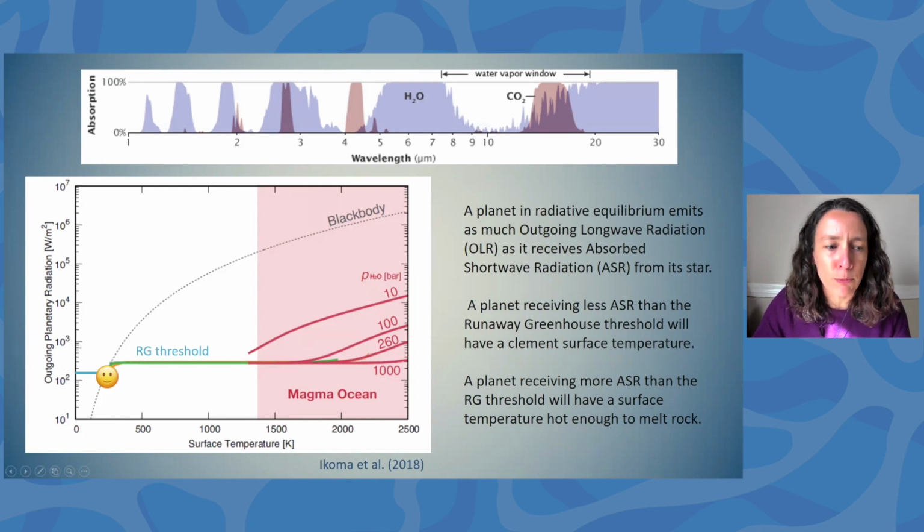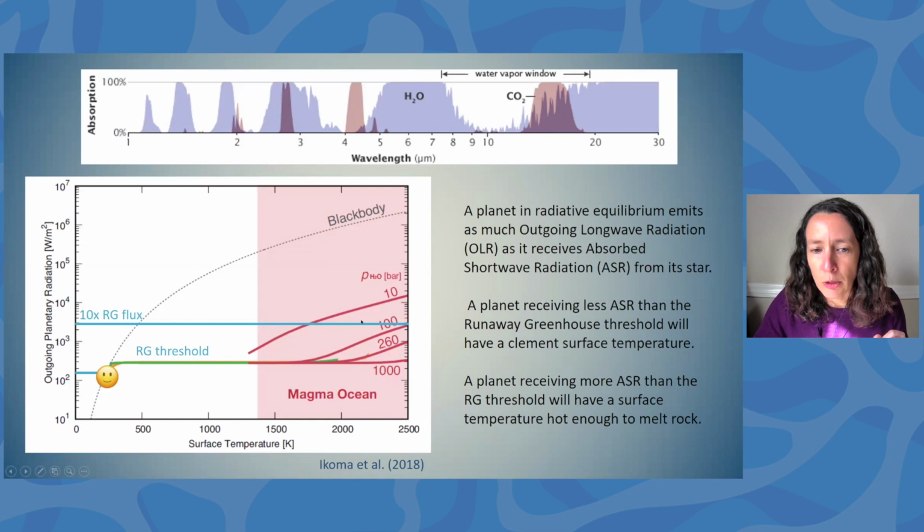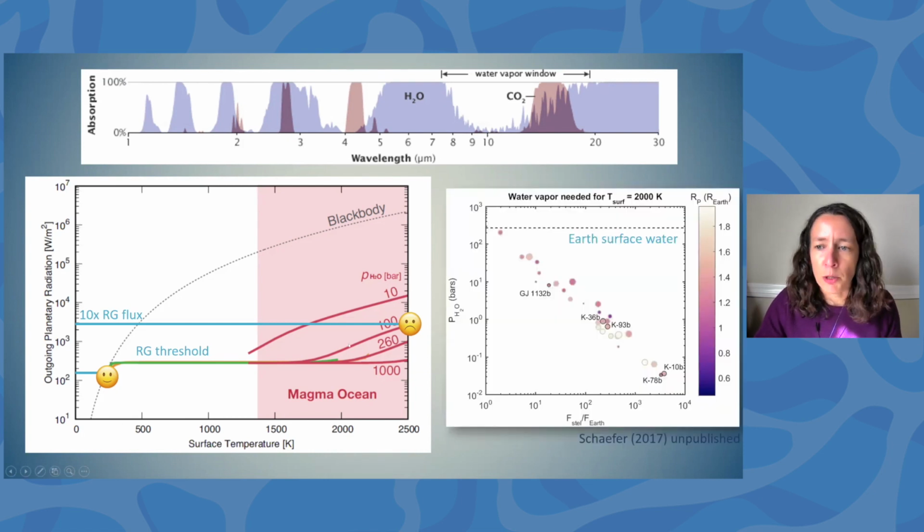And so what happens is if we're getting more radiation from our sun than this threshold, then our surface temperature starts to run away. So we have to look for the intersection if we're receiving 10 times the runaway greenhouse threshold with one of these lines out here. And we can see that if we have 10 times the runaway greenhouse flux and we have the equivalent of 100 bars of water, our surface temperature gets up to 2,500 Kelvin. That is hot enough to melt all the rocks at the surface of that planet. And so when a planet is in this runaway greenhouse threshold, depending on the amount of water it has on its surface, it might be in what we call a magma ocean phase.